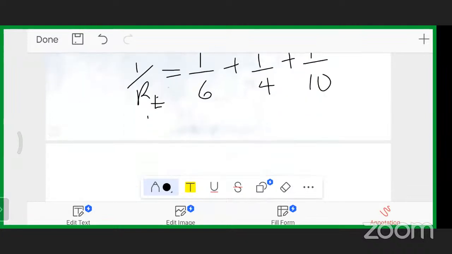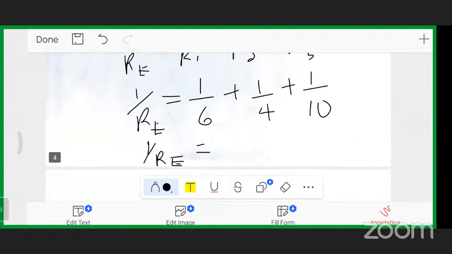There's nothing big here, just the same: 1 over RE is equal to 1 over 6 plus 1 over 4 plus 1 over 10. You can even add using a calculator. 31 over 60. Someone confirm if that is true. 31 over 60. Okay, good.